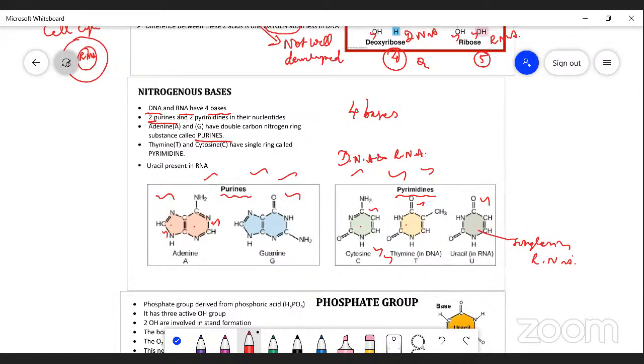Do you understand? Adenine, guanine, cytosine, thymine: these 4 bases are present in the DNA. Adenine, guanine, cytosine, and uracil: these bases are present in the RNA. These are the nitrogenous bases. Third part of the nucleotide. First part pentose sugar, second part nitrogenous bases, and third part phosphate groups.